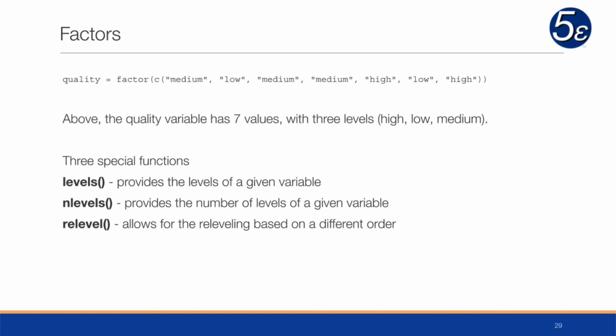Levels provides the levels of a given variable, tells you what levels there are, and nlevels will give you the number of levels of a given variable, so it will just return an integer. And relevel, with a little bit more detail, will allow for releveling based on a different order. You'll pass in the order, and then it will refactor that entire variable.